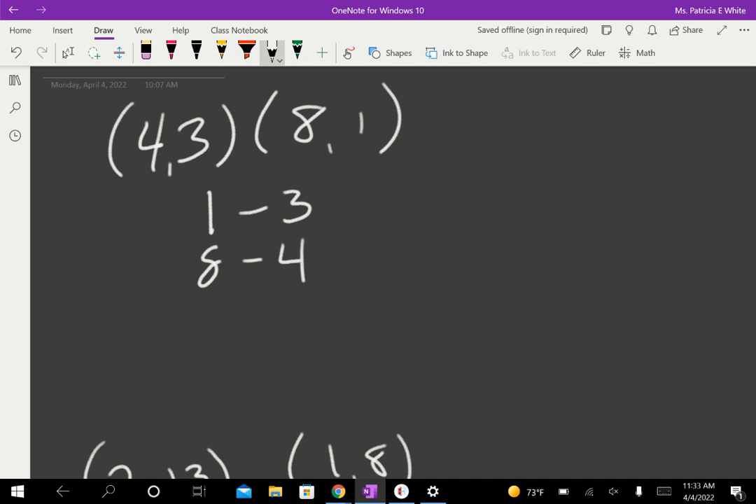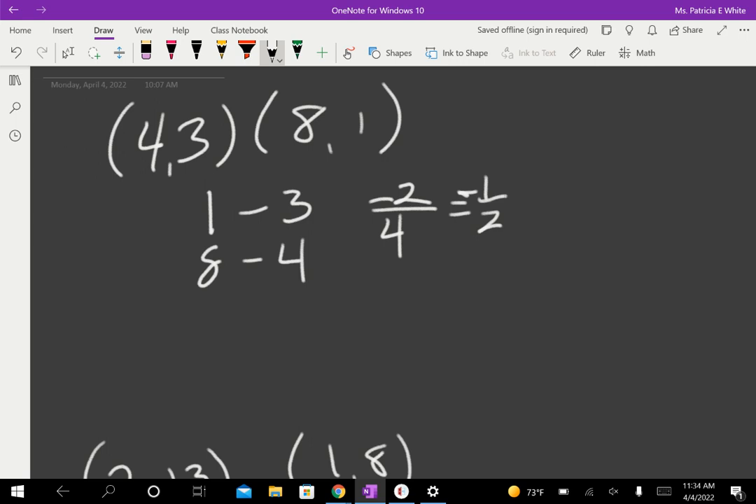Come on, pen. It's not writing. I think I need to change the batteries in this pen. Negative 2 over 4. What does that reduce to? Negative 1/2. Because if one of them's negative, then it's going to be negative. If two of them are negative, it'll turn positive.